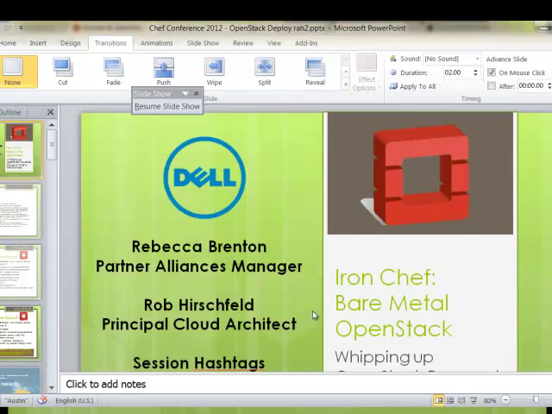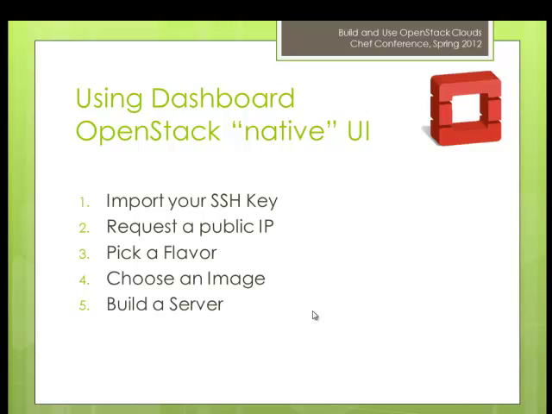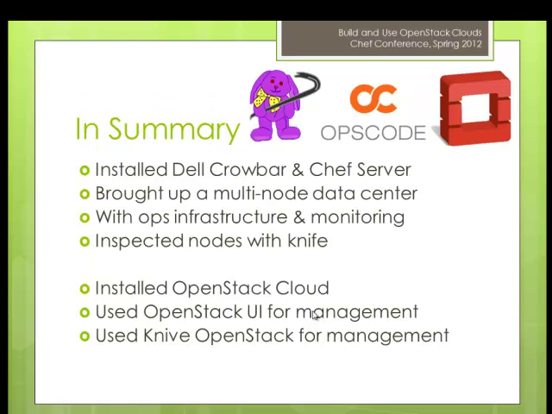So let me jump back to my slide deck, see if I'm at least on track somewhere. So I'm actually walking through this. This is what we're doing. I showed you importing the key and requesting an IP address. I didn't build the server on this. I'm trying to do it on the Chef side of it. I talked about Matt Ray, lots of server variants, listing flavors, listing images. This is where in my rush I didn't copy in my parameters.